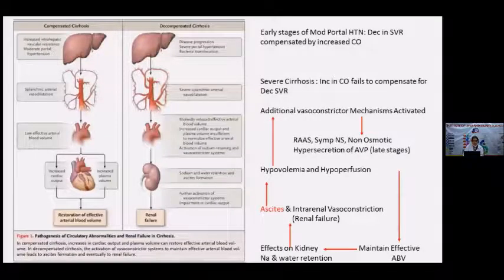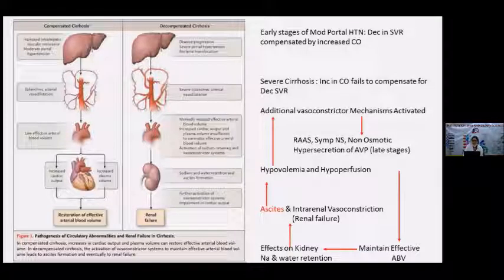In compensated cirrhosis, with portal hypertension and splanchnic arterial vasodilation, there is low effective arterial blood volume, which is compensated by increased cardiac output and increased plasma volume. So there is restoration of effective arterial blood volume.